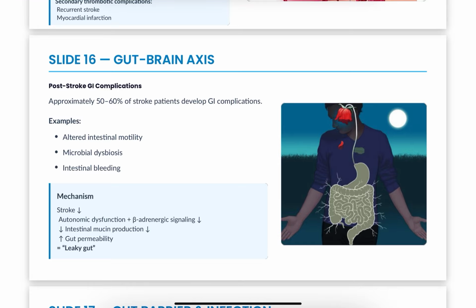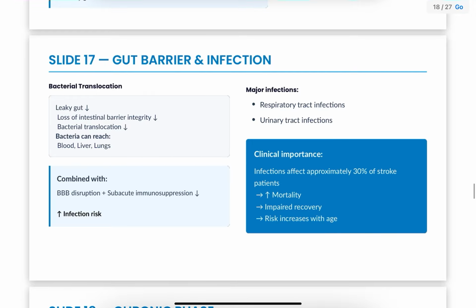Now, let's talk about the gut barrier and the infection. Once the intestinal barrier becomes more permeable, the bacteria from the gut can actually cross the barrier. We said it's bacterial translocation. Now, the bacteria can reach the circulation and other organs, such as what? Such as the liver, the lungs, the blood. Now, remember that at the same time, the patient may already have blood-brain barrier disruption and significant subacute immunosuppression. Okay? So we have two problems happening together.